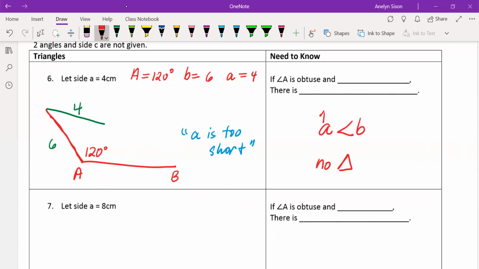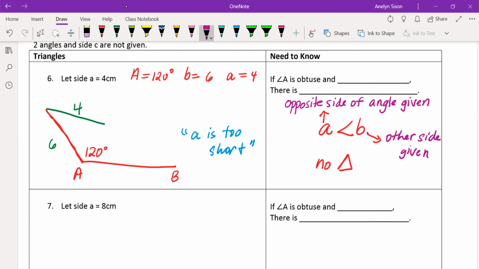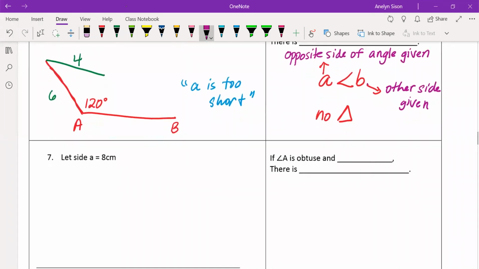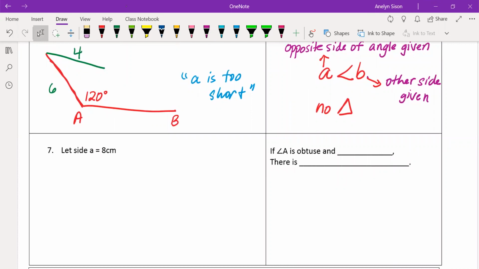Now we know what this is, okay? We know what A is, don't we? A is the opposite side of the angle given. B is the other side given. So A is always the side opposite the angle given, all right? So what happens if the side length, or the A given, is greater than the other side? Can we make 1? Yes, yes, yes.